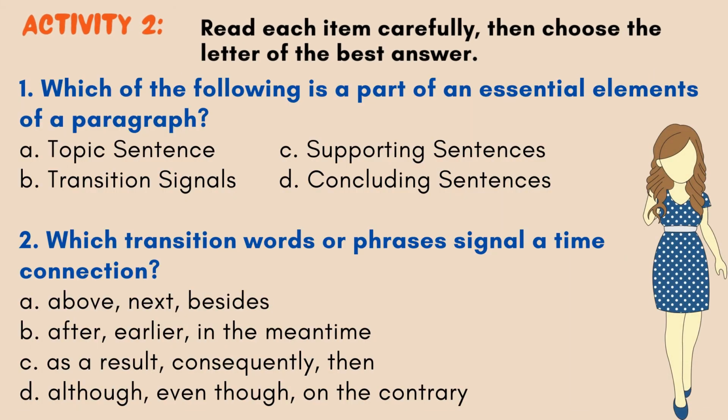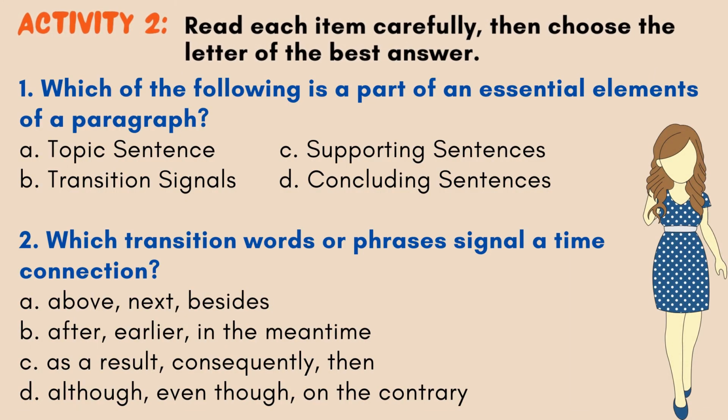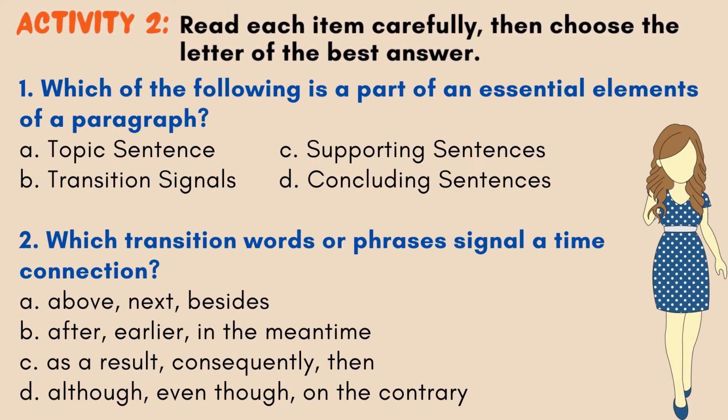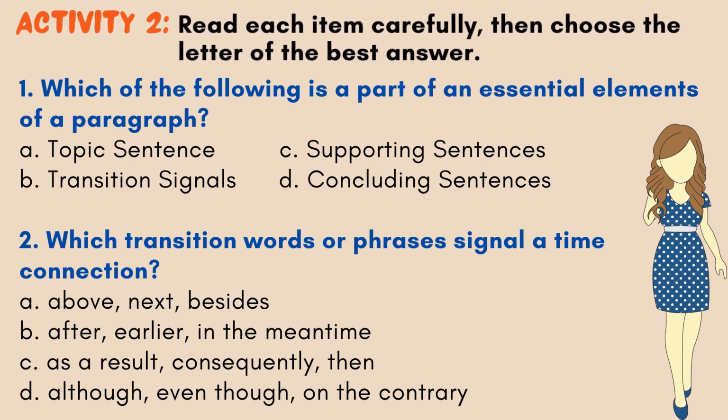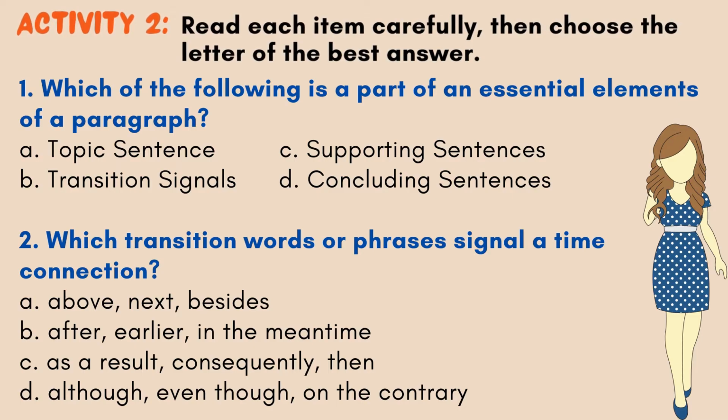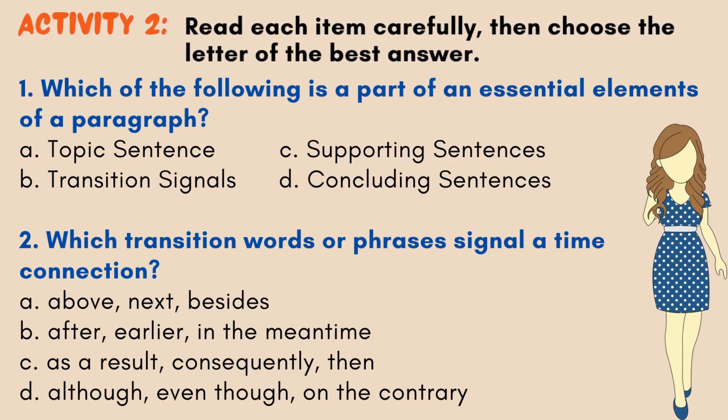For our activity 2, read each item carefully, then choose the letter of the best answer. Number 1. Which of the following is a part of the essential elements of a paragraph? A. Topic sentence. B. Transition signals. C. Supporting sentences. And D. Concluding sentences.